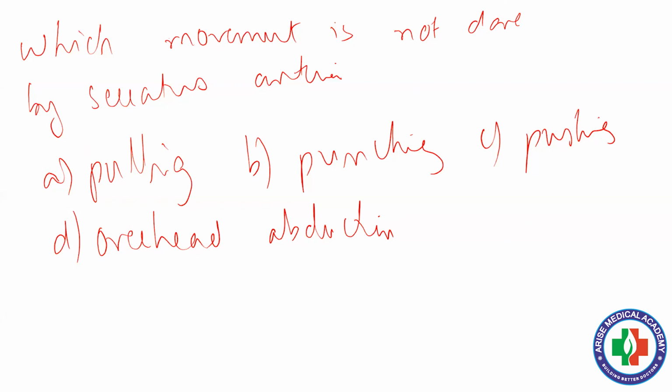You do not do pulling movements with it. Pulling requires posterior movements. Serratus anterior is just helping in making the scapula come forward. So you do not have serratus anterior doing pulling movements. It is used for punching, pushing, or overhead abduction, not pulling. So you need to understand that.